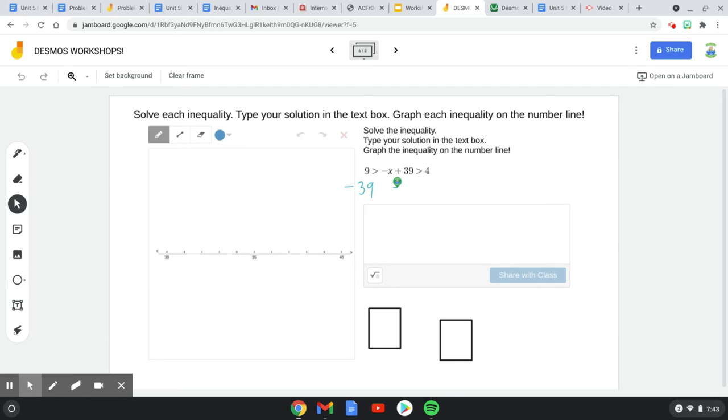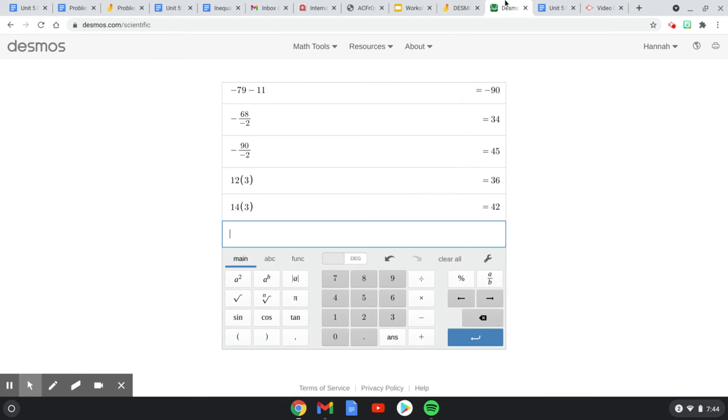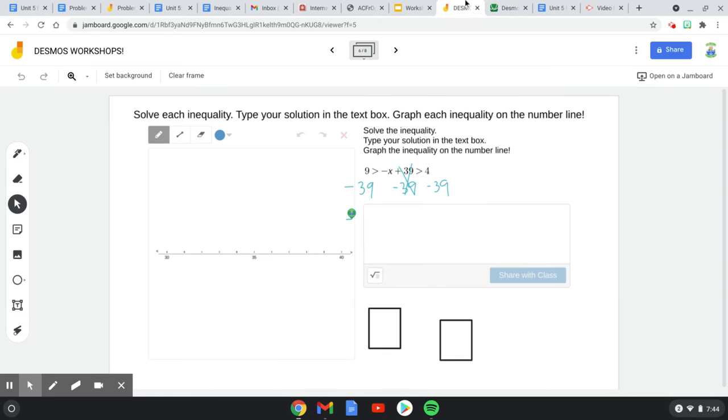So the left, the middle, and the right. These are going to cancel out. I've got 9 minus 39. Pause your video, pull up Desmos, do this with me. So 9 minus 39 gives me a negative 30. Bringing down that inequality sign.